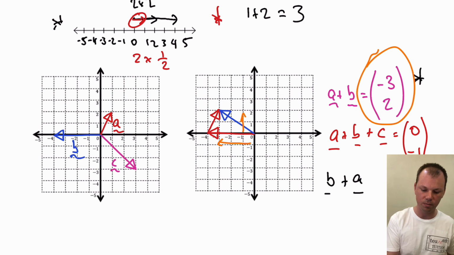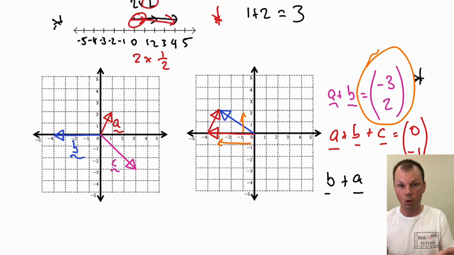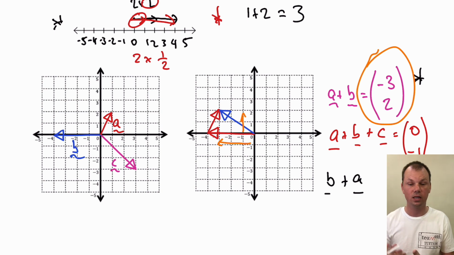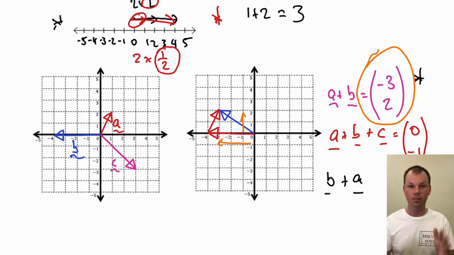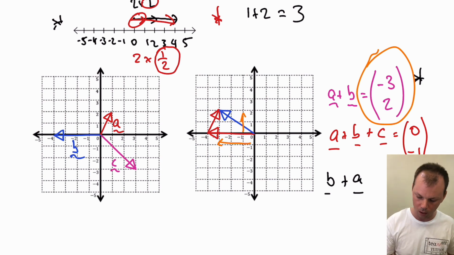If the number is bigger than 1, it's going to get bigger. If you multiply 2 by 1, it's going to stay the same length. You're not going to scale it at all. So we call this number that we're multiplying by a scalar because it's the thing that scales the vector either bigger or smaller. So let's have a look at this in 2 dimensions.